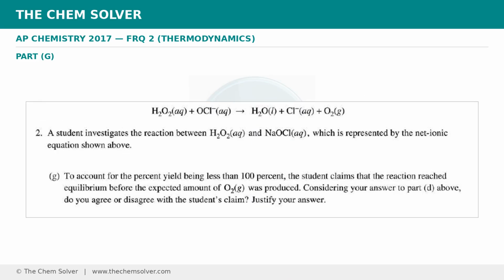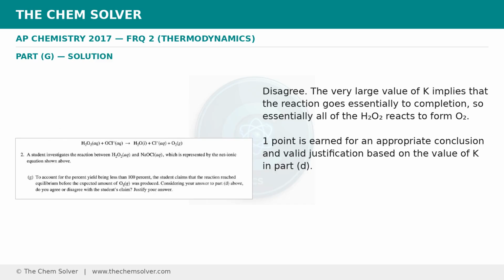To account for the percent yield being less than 100%, the student claims that the reaction reached equilibrium before the expected amount of O2 was produced. Considering your answer to part D above, do you agree or disagree with the student's claim? Justify your answer. Disagree. The very large value of K implies that the reaction goes essentially to completion, so essentially all of the H₂O₂ reacts to form O2. 1 point is earned for an appropriate conclusion and valid justification based on the value of K in part D.